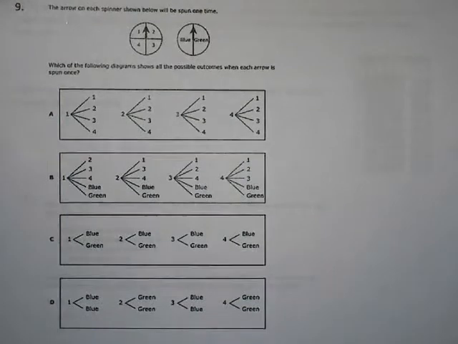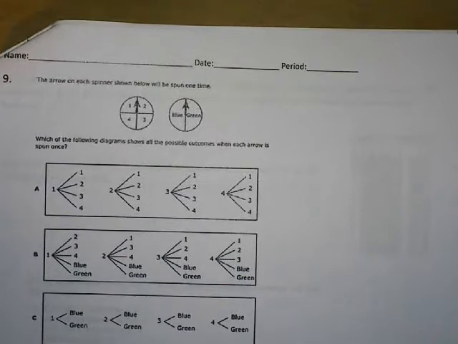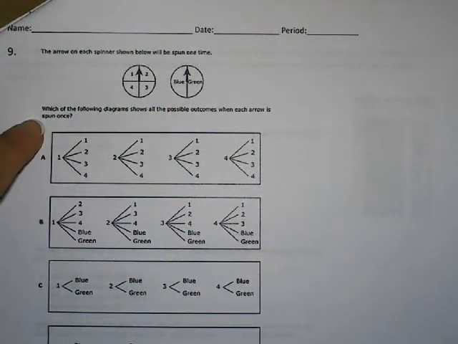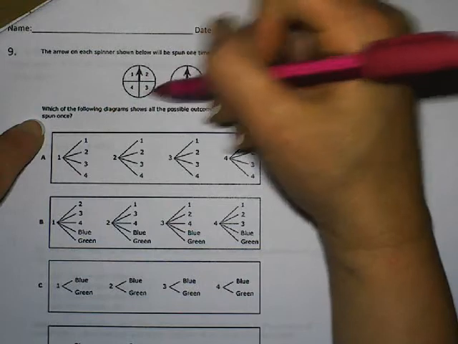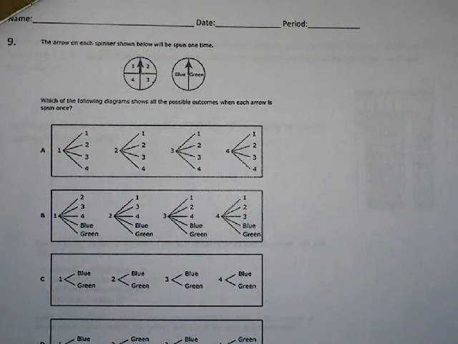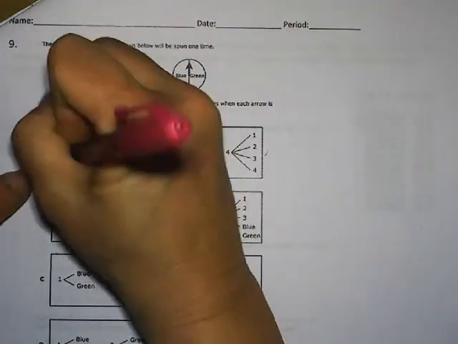Let's take a look at number 9. Number 9 says the arrow on each spinner shown below will be spun 1 time. Which of the following diagrams shows all the possible outcomes when each arrow is spun once? So I have 1, 2, 3, 4, and then blue and green. So I need to make sure that they each have 1, 2, 3, and 4, and then blue and green. So this is 1, 2, 3, 4, 1, 2, 3, 4. It has no blue and green.